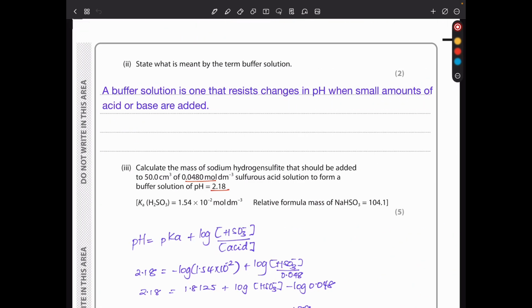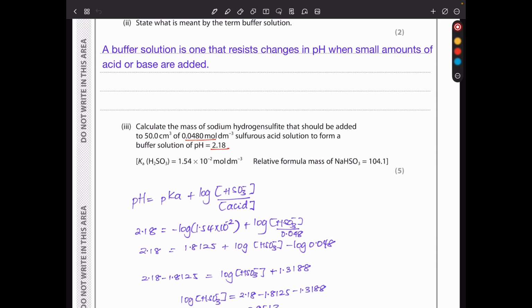Then state what is meant by the term a buffer solution. This is a solution that resists change in pH when small amounts of acid or base are added. You could say acid or alkali are added.